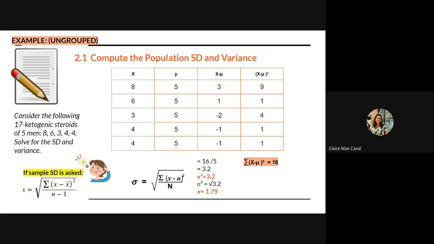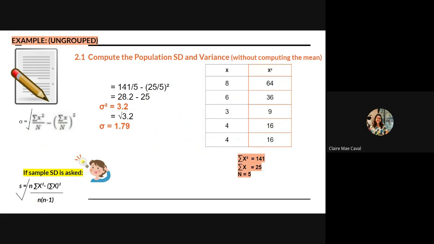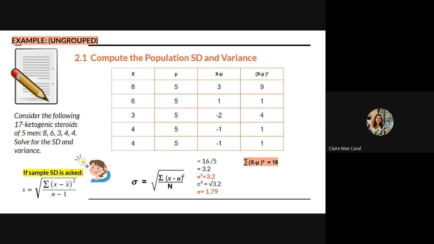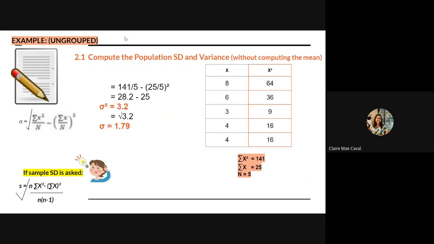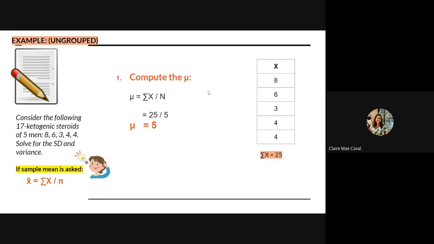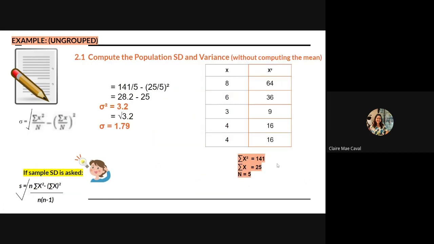Okay? Let's proceed. This time, earlier, when you computed the standard deviation and the variance, you needed to compute the mean first. Is it possible to not compute the mean? Yes. This time, we will compute the standard deviation and the variance without the need to compute the mean. So, this is the same set of data given here, class.